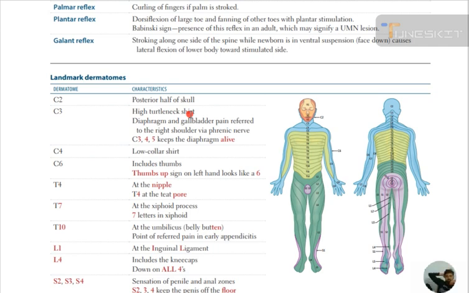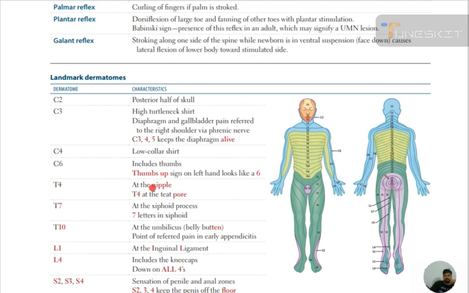Diaphragm and gallbladder pain refer to the right shoulder via the phrenic nerve. C3, 4, 5 keeps the diaphragm alive. C4, low collar shirt. C6 includes thumbs. Thumbs up sign on left hand looks like a 6.